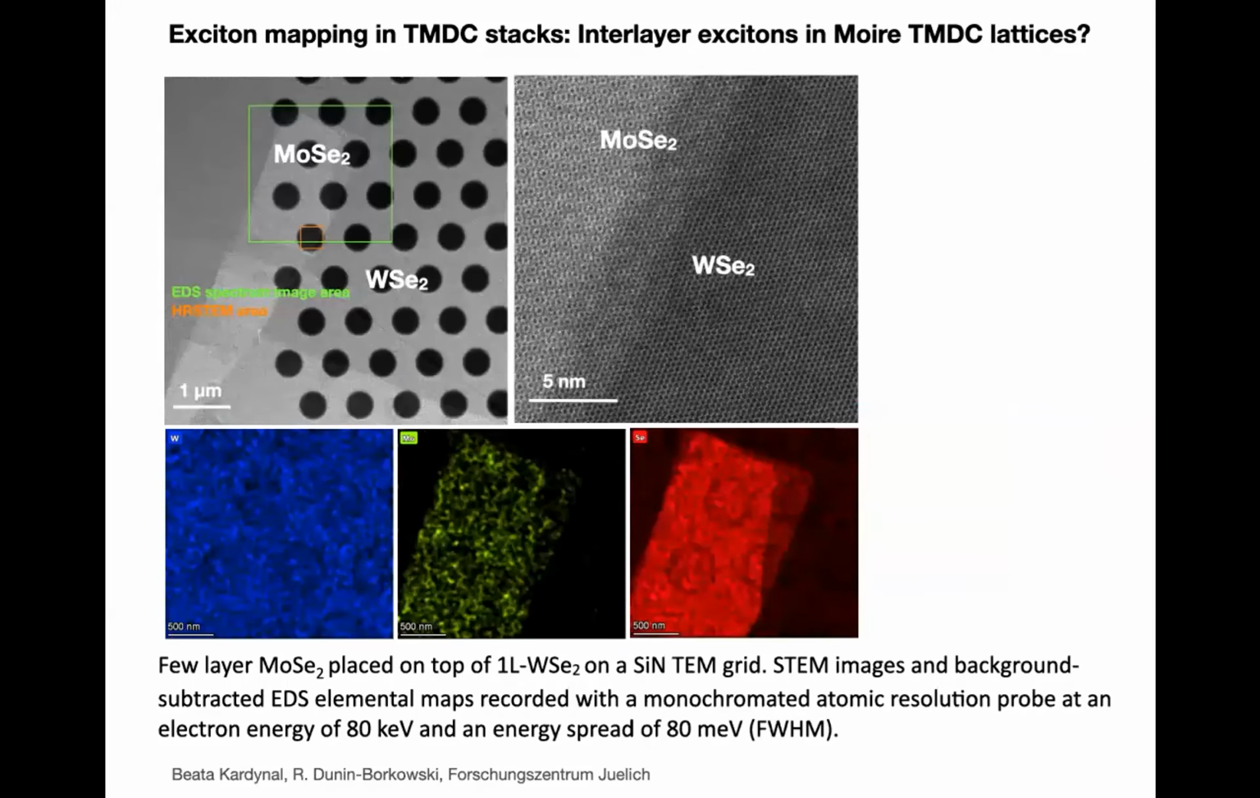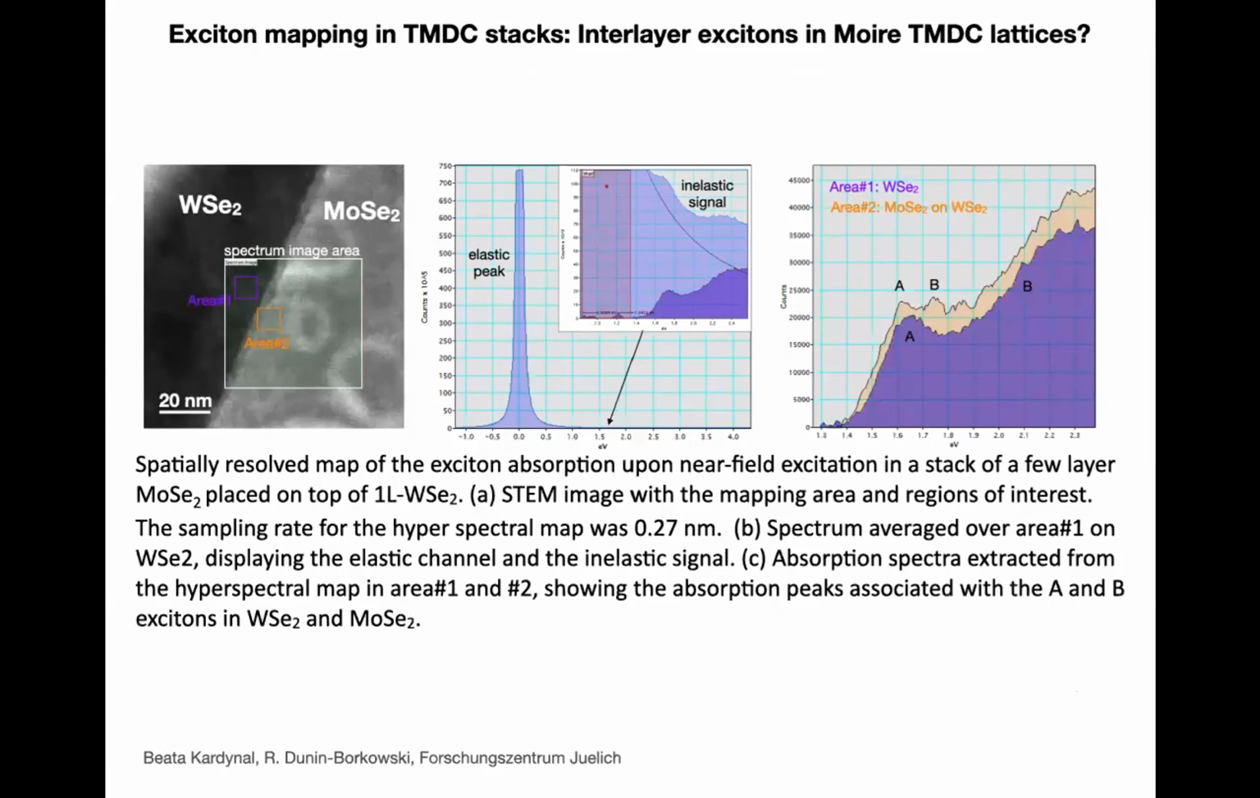First example is of excitons in transition metal dichalcogenides. This is a project about the quest for interlayer excitons in Moiré TMDCs. This is just a preliminary experiment to map out excitons in these stacks of, in this case, tungsten selenide and molybdenum selenide, that we see here in the images and also in the EDS maps. We see that in the central region we have a stack of molybdenum selenide on top of tungsten diselenide.